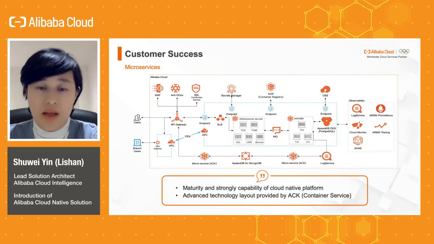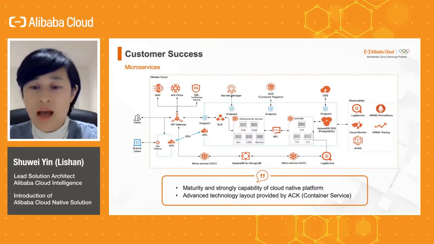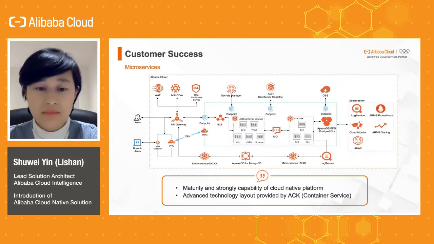This customer is running microservice on Alibaba Cloud. So the microservice is running on ACK and exposes API through API gateway, using WAF and anti-DDoS to protect the website. Some files stored in OSS, also using log service and ARMS Prometheus to observe Kubernetes cluster and monitoring application.